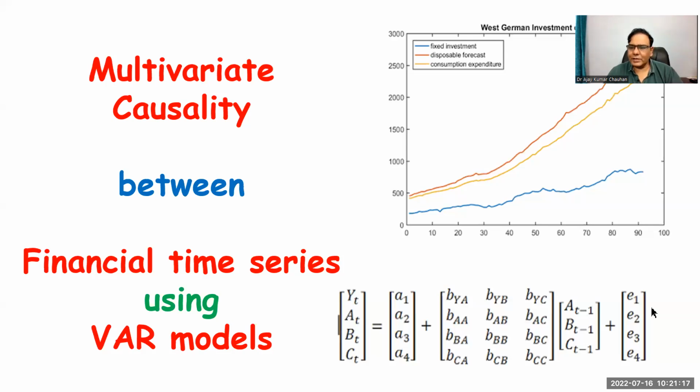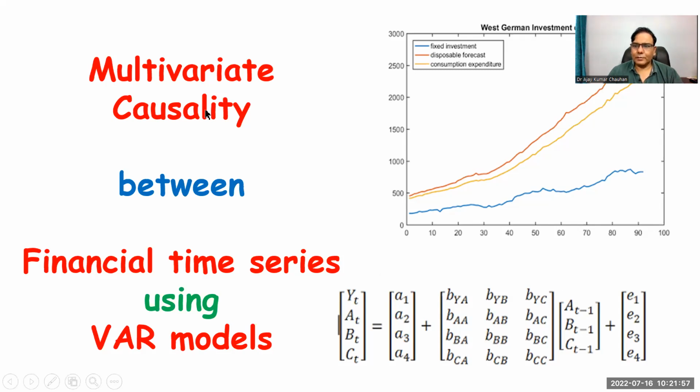Now, in this system of VAR, we are having four variables, four coefficients, and these are the coefficients of the lagged values and the error terms. So this system is known as vector auto-regression model. We assume that each variable depends on its own past values as well as the past values of other variables. So this system is called vector auto-regression model.